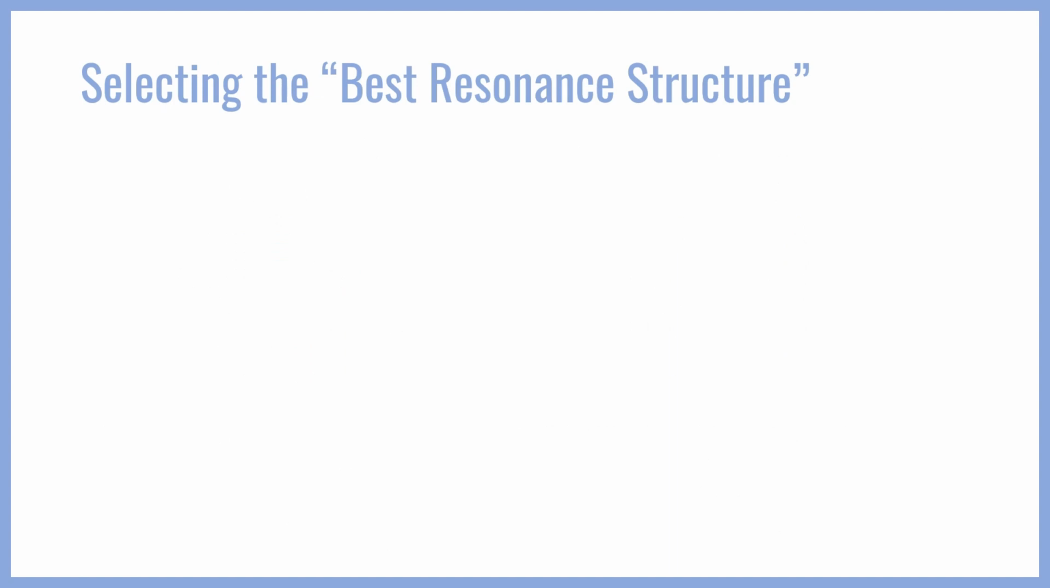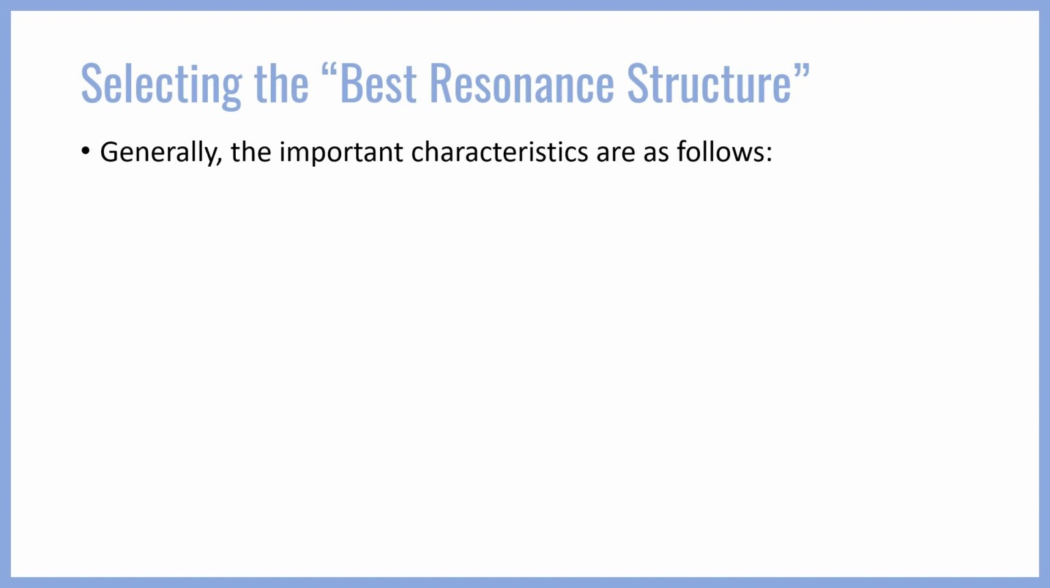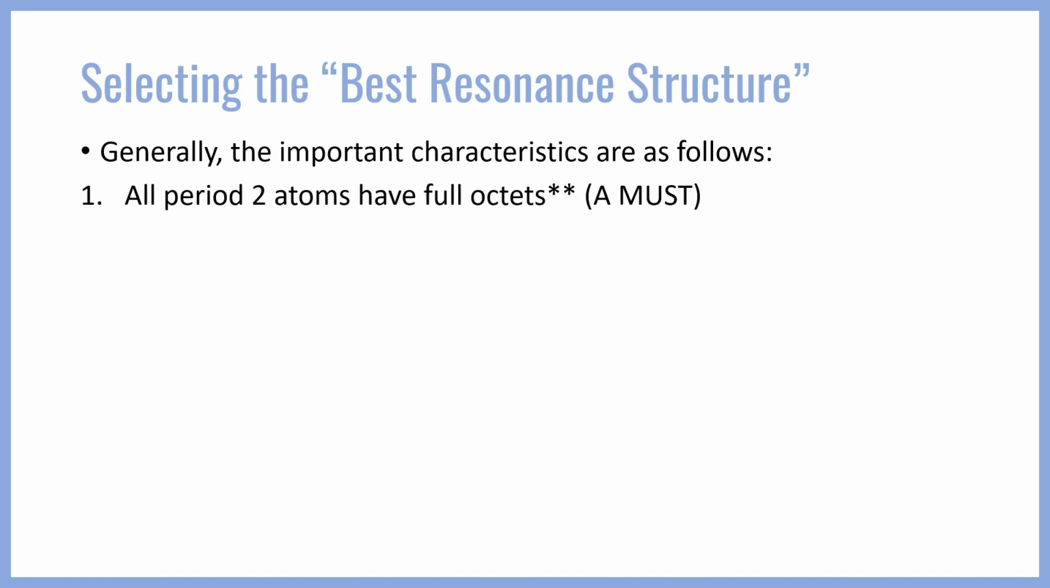So it turns out, though, that not all resonance structures are equivalent. Some resonance structures are better or are more significantly contributing to the overall superposition. So generally, the important characteristics of a resonance structure are as follows, in order of importance. The first is that all period 2 atoms must have full octets. They absolutely positively must.